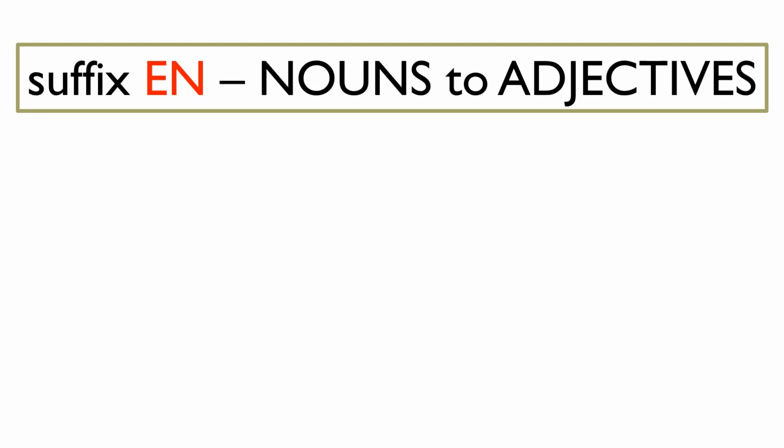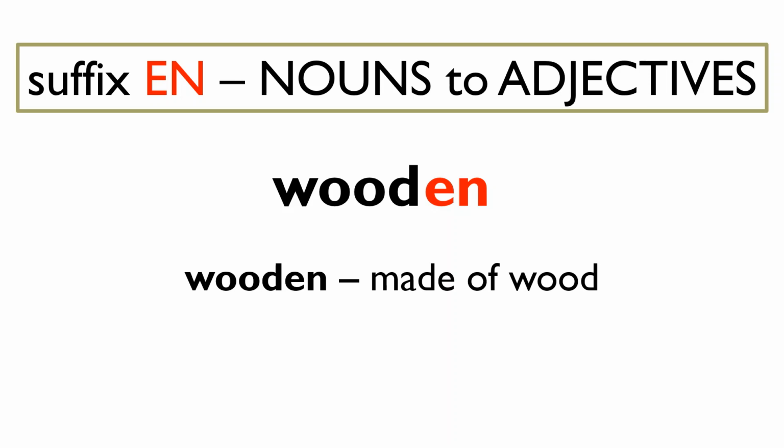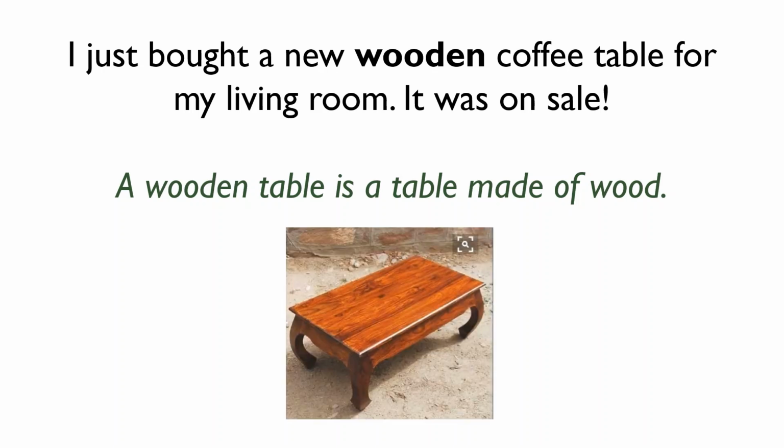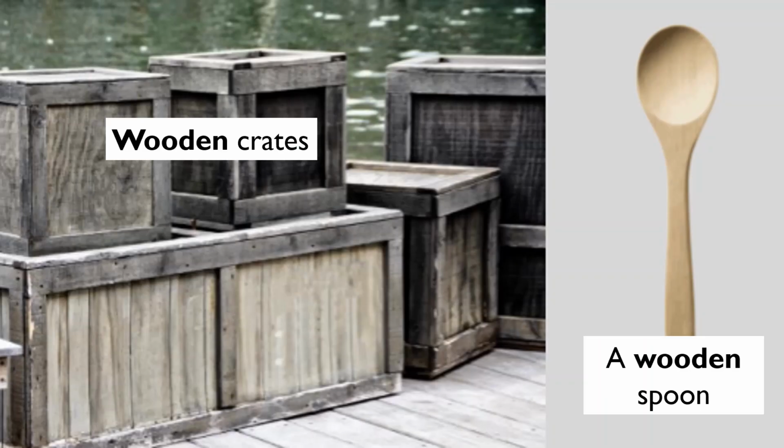Another use for the English suffix "en" is to change nouns to adjectives. These adjectives mean made of that thing. Wooden means made of wood. I just bought a new wooden coffee table for my living room. It was on sale. A wooden table is a table made of wood. Wooden crates, a wooden spoon.